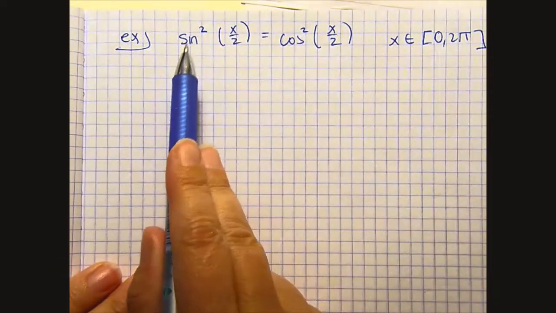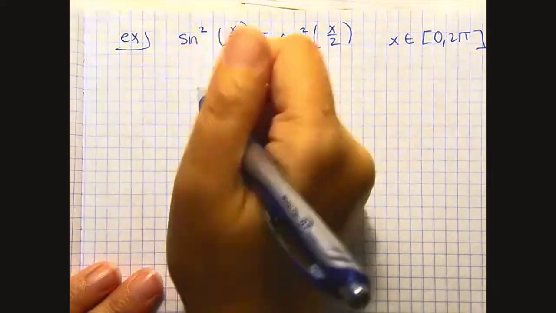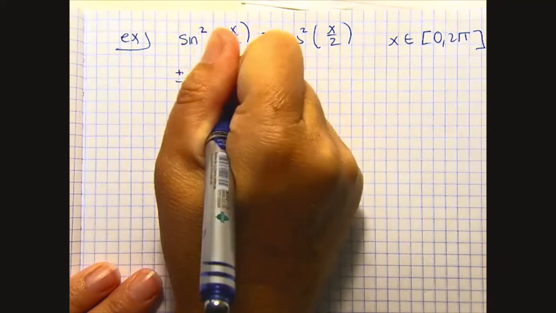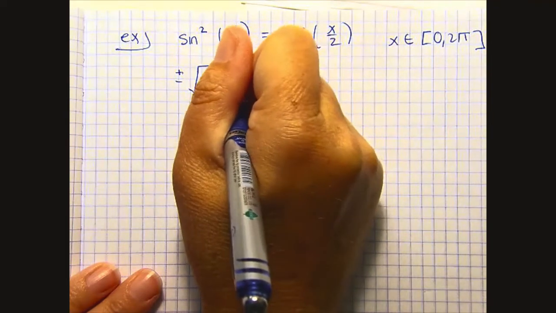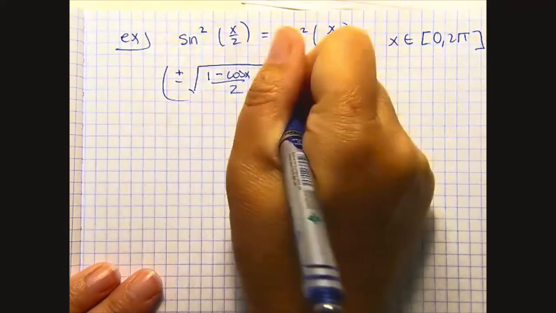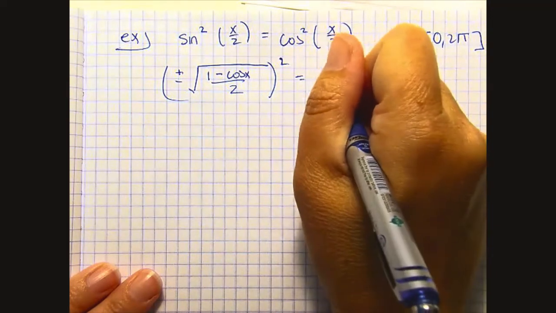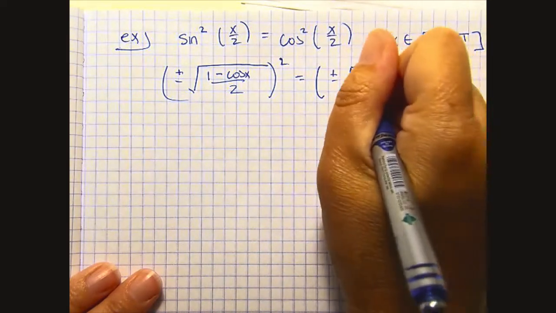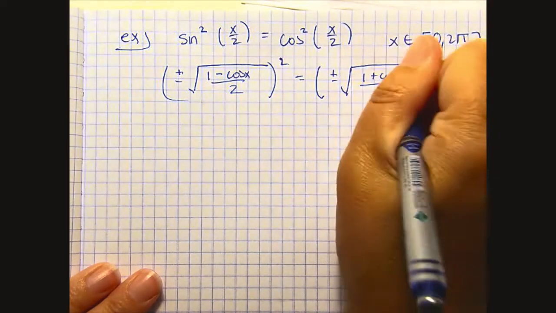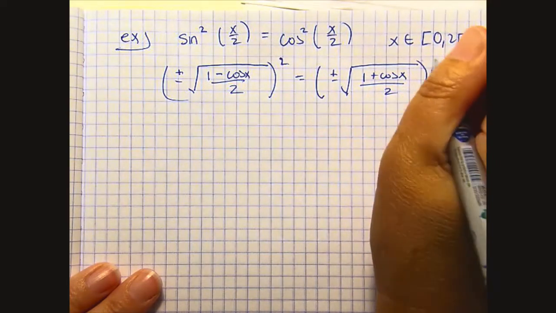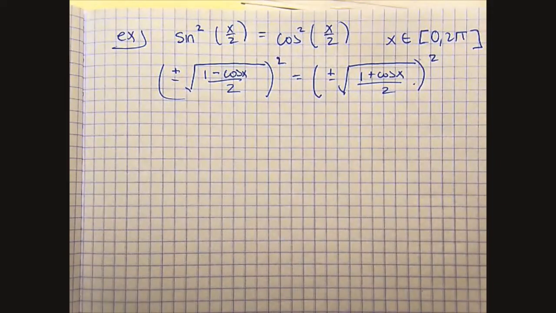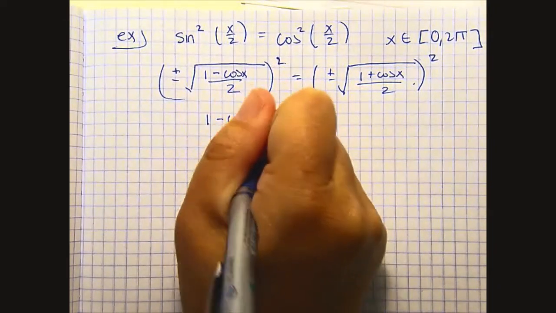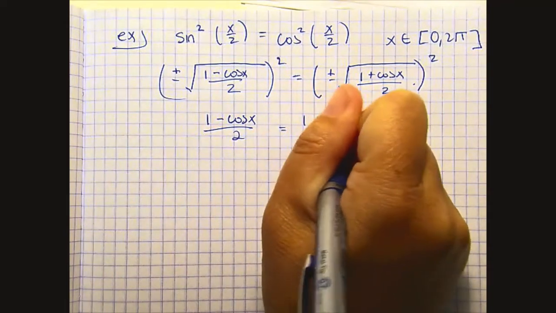So I'm just going to replace sine of x over 2 with the formula. So the formula is plus or minus the square root, and I think it's 1 minus cosine of x all over 2, and this whole thing is squared, and that equals plus or minus the square root, and cosine is 1 plus, right? It's amazing what comes back. Cosine of x all over 2 squared. And now as these things are squared, it just literally turns into 1 minus cosine of x over 2 and 1 plus cosine of x over 2.